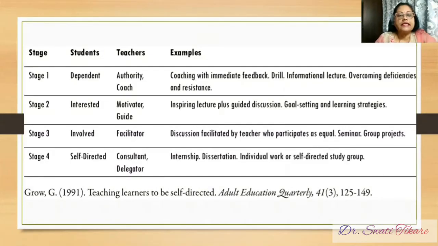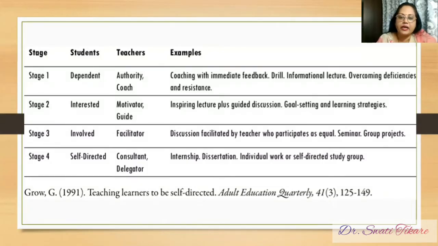As we are saying, becoming a self-directed learner is a process, or it happens in stages. The first stage, as I was telling you, is the dependent stage. The student is dependent. The teacher's role here is an authoritative role, like a coach. The example is where the teacher is giving an informational lecture. Here the teacher is in control of what's happening.